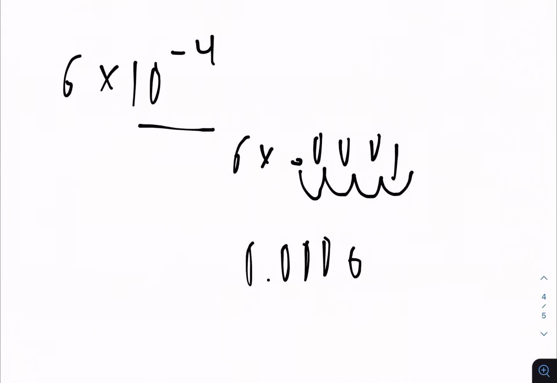Another way to quickly find the full notation for powers of 10 with a negative exponent, like 10 to the negative 4th power, we just subtract 1 from that exponent, so 4 minus 1 equals 3, and that's going to be how many zeros are after the decimal point. So after this, it's 1, 2, 3.